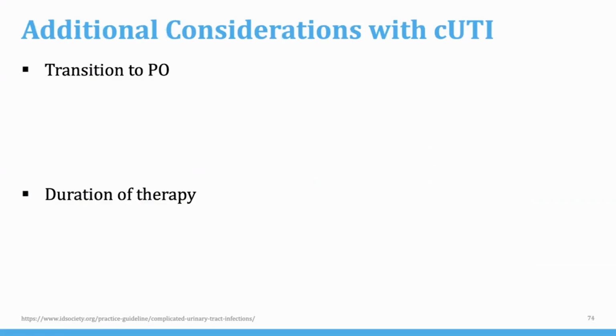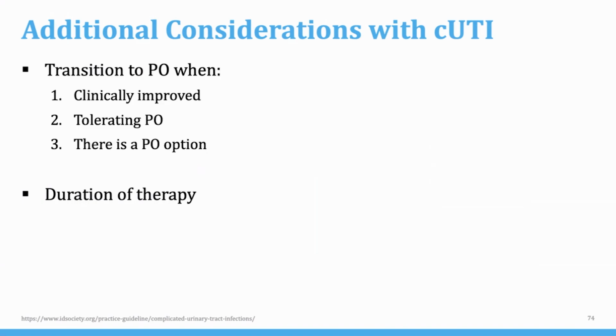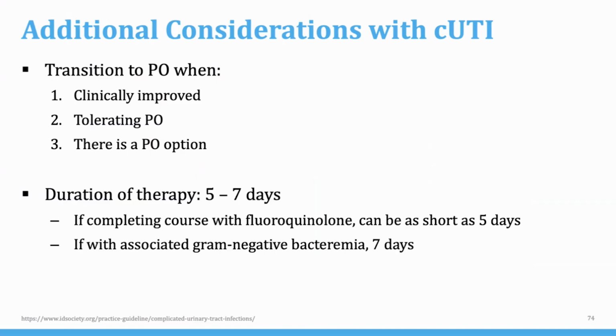So keeping in mind with PO, say you start off with IV, when can you think about transitioning to PO? And then what's the overall duration of therapy? It's quite intuitive when you can use oral. It basically comes down to if they've gotten better, they're able to take PO, and you have a PO option. The duration of therapy is generally 5 to 7 days. If you're using a fluoroquinolone to complete the course, you can try to limit that exposure and do a course as short as 5 days.